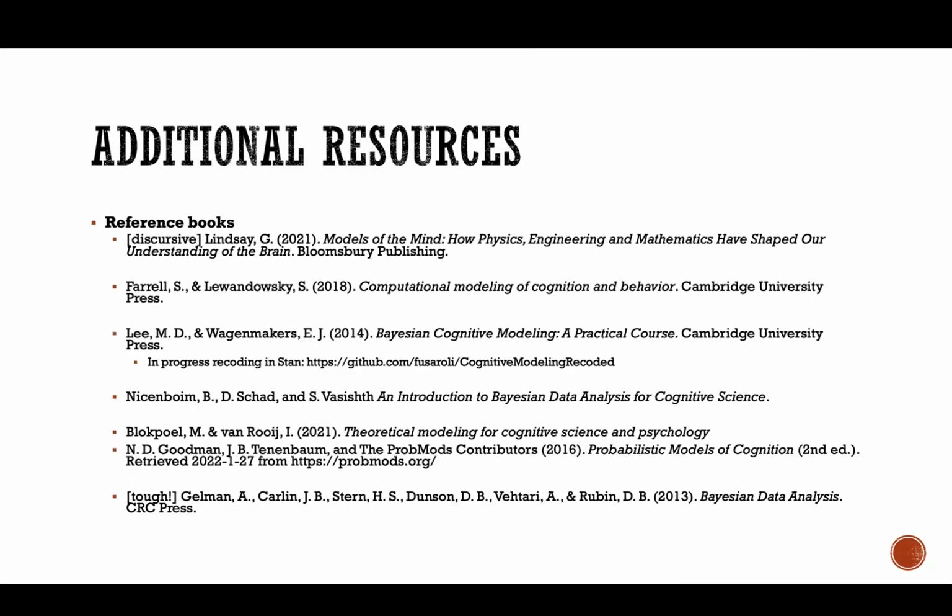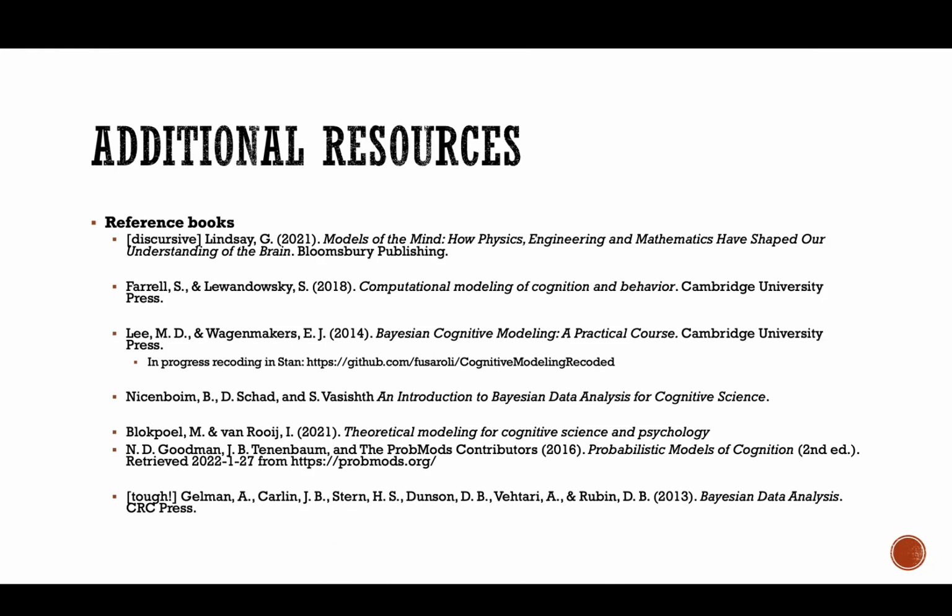A bunch of additional reference books. Models of the Mind is fantastic. It's a very discursive introduction to how different mathematical models for cognitive processes and neural processes have been developed. The Farrell and Lewandowski book, Computational Modeling of Cognition and Behavior, is also a very good resource. Very pedagogical, it goes through a lot of things. The annoying thing is that if you're interested in a specific cognitive model, it's integrated in whatever the book is trying to explain at that point.